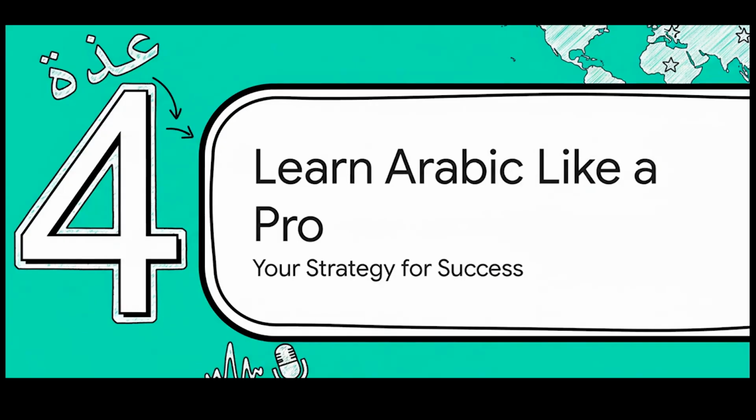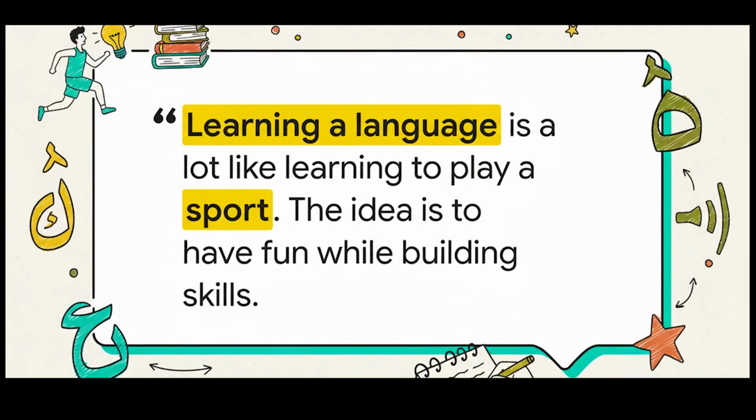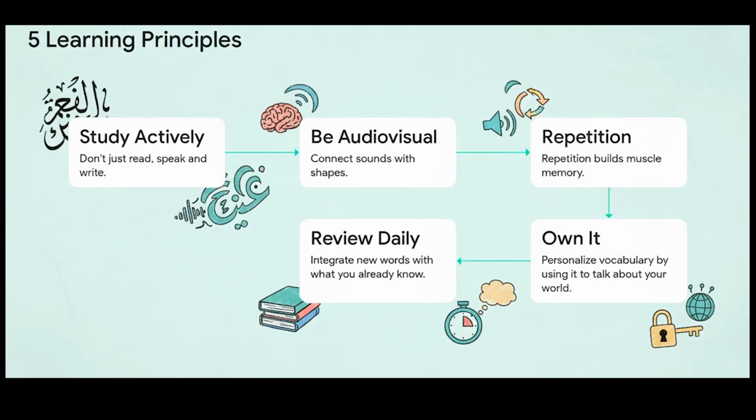Okay, so we've got the script down, we understand the sounds, and we know about the different varieties. Now let's talk strategy. How do we actually learn Arabic like a pro? What's the secret? I absolutely love this quote because it completely reframes how we should think about this. It's not just about sitting and memorizing rules in a textbook. It's an active skill, just like playing a sport. It's about muscle memory, practice, repetition, and, this is the most important part, having some fun while you're building those skills. And here they are, the five core principles for your training regimen.